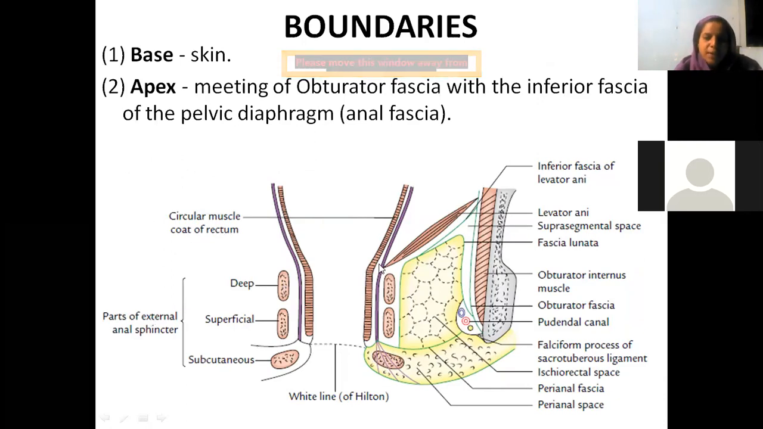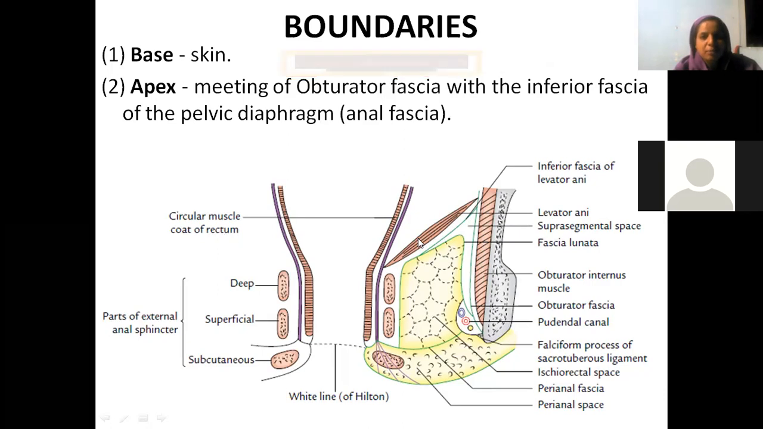Okay, now see here, this is the levator ani muscle I said. The space below levator ani is filled with fat. That is ischiorectal fossa. So this is our base. So base is nothing but skin. And if you take it as a triangle, this area is the apex, the meeting point. This muscle is obturator internus. And this green line is obturator fascia. So lining the obturator internus, you have obturator fascia and levator ani fascia.